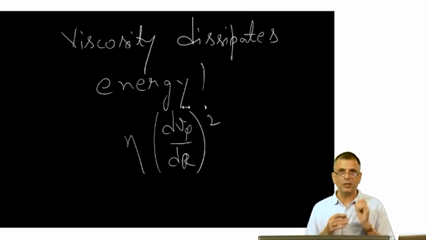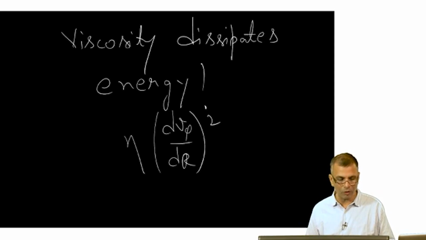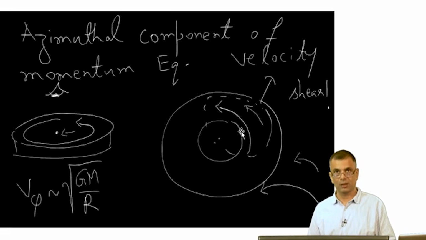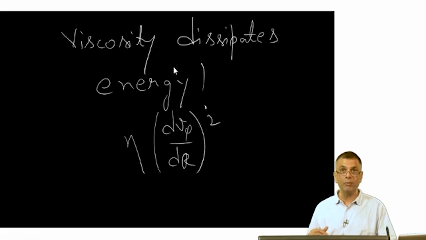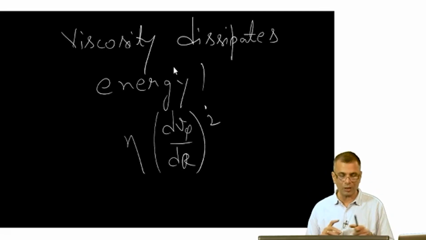Okay. So viscosity is central to not only the physics of the accretion process. If you had no viscosity, you would not have accretion at all. Okay. And it's also central to explaining the fact that the disk is luminous. Why is the disk luminous? Because it's hot. Why is it hot? Because viscosity dissipates energy. Okay.